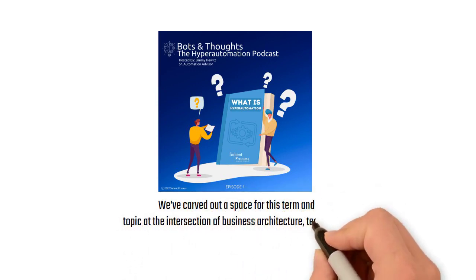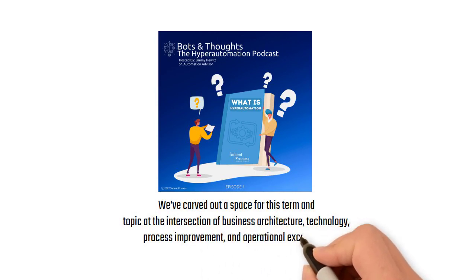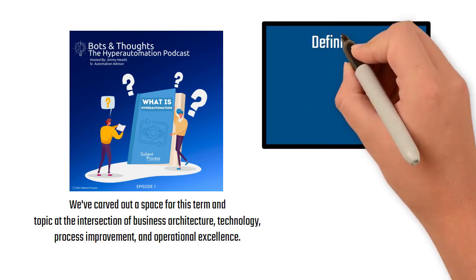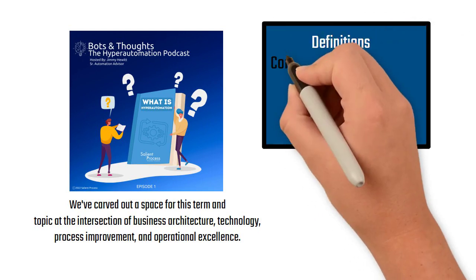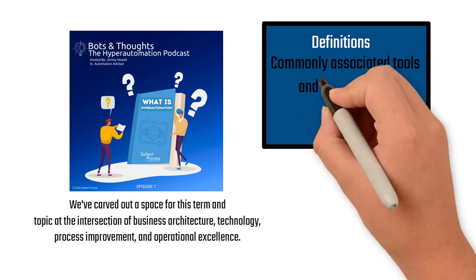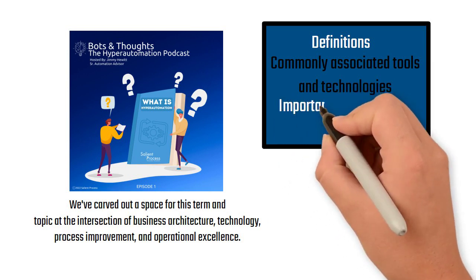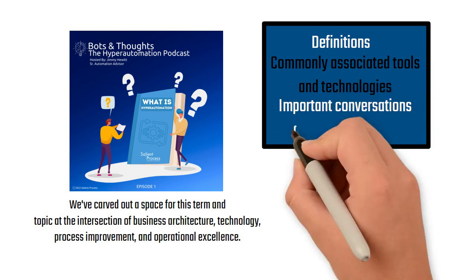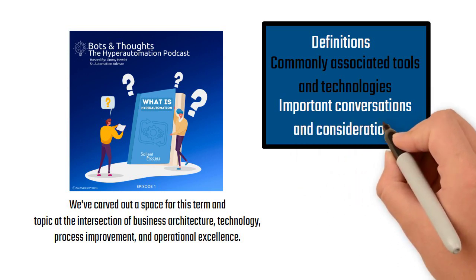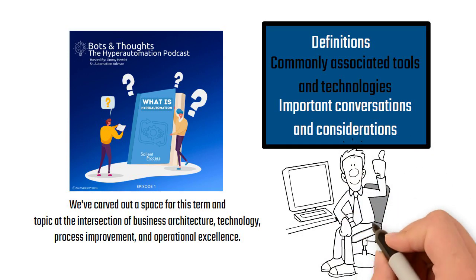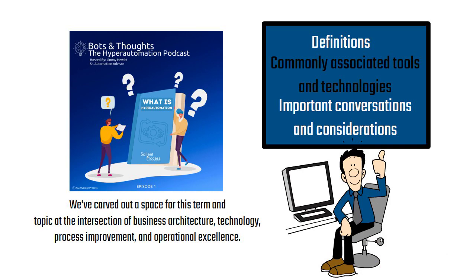On this What is Hyperautomation episode, we've carved out a space for this term and topic at the intersection of business architecture, technology, process improvement, and operational excellence. We've provided several definitions of hyperautomation, as well as our own take on them. Next, we discussed the most commonly associated tools and technologies, like not just RPA, but process mapping, mining, workflow, business rules management. And finally, we've made some broad brushstrokes relative to the important conversations and considerations within approaching hyperautomation for yourself, your team, your division, your company. That all rolls up to, what is hyperautomation?